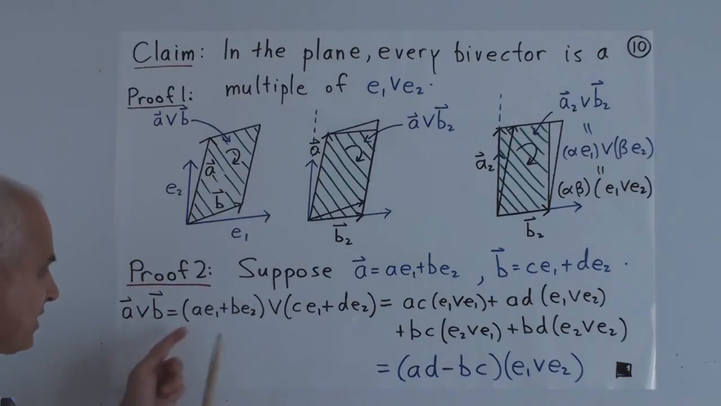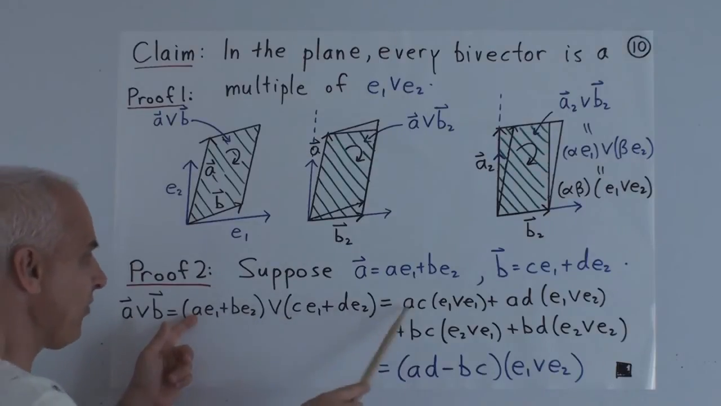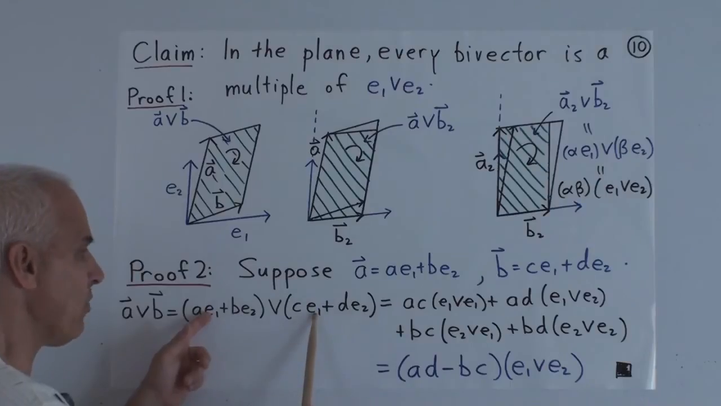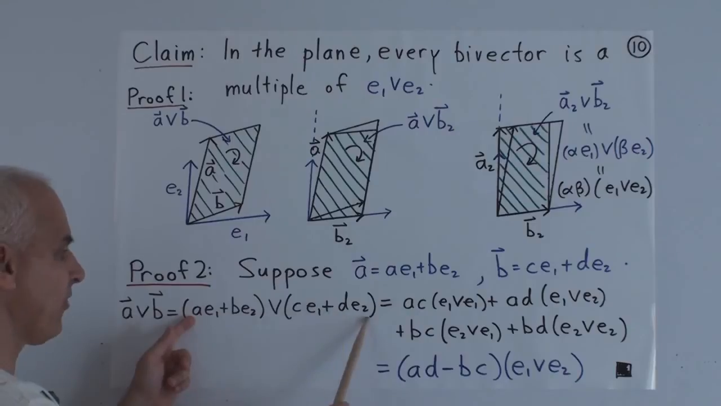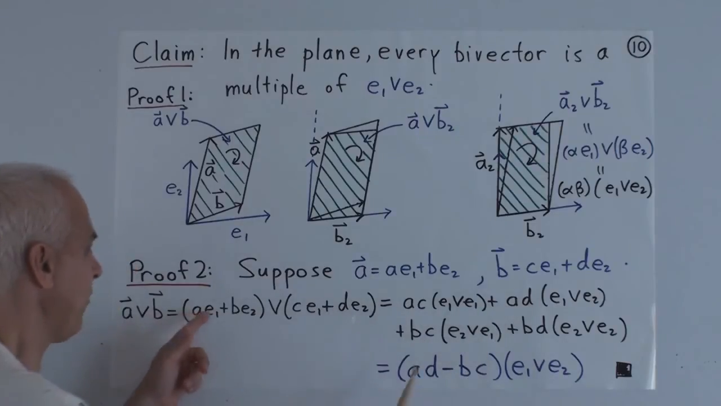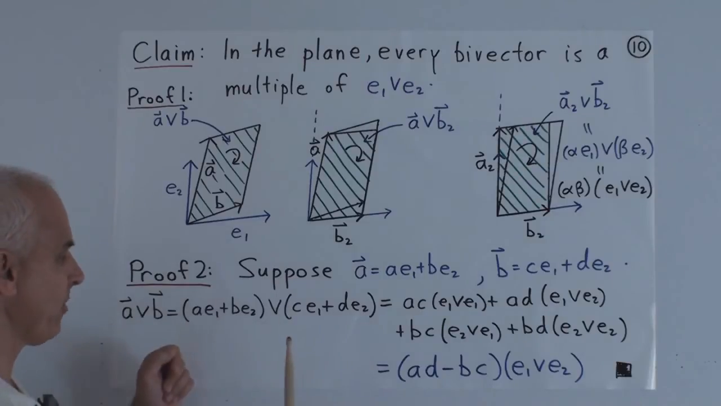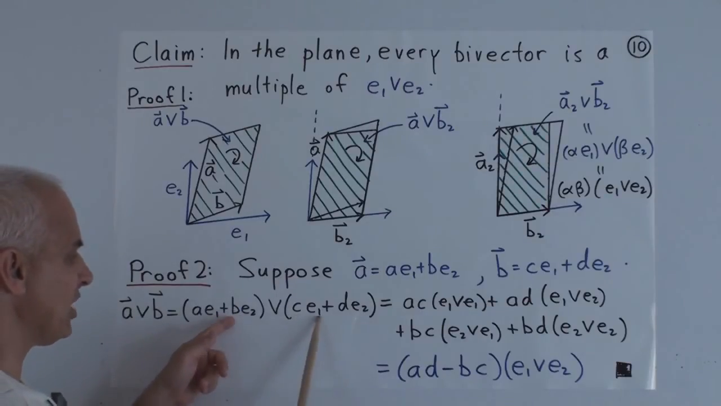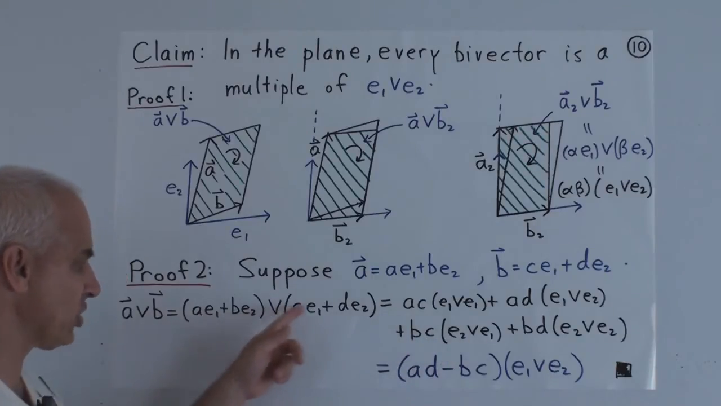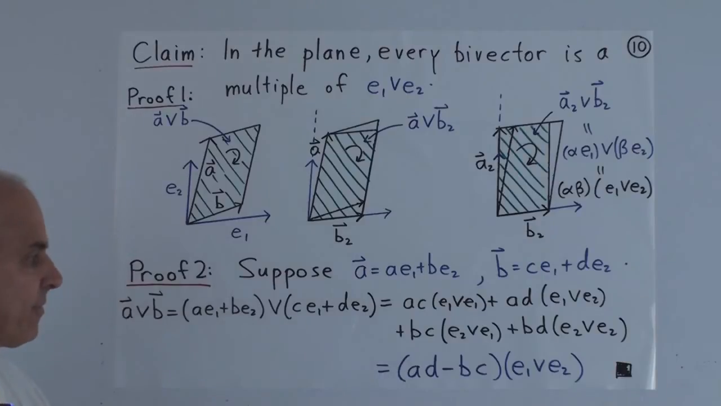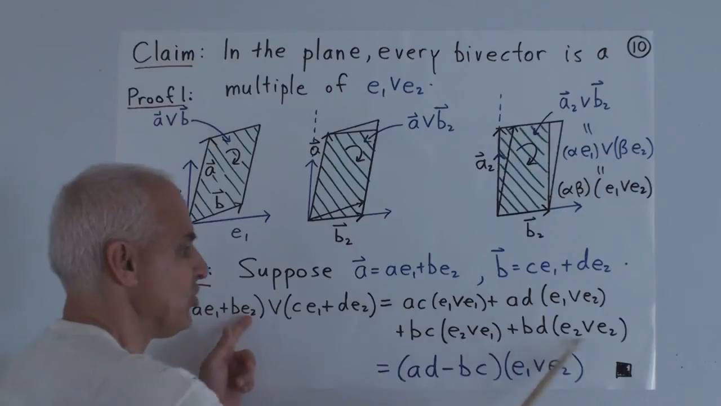Well, the distributive law says the first term is this times this. Well, we could write that as AC times E1 wedge E1. The next term is this times this. So that's AD times E1 wedge E2. Next term, BE2 wedge CE1. That's BC times E2 wedge E1. We're not allowed to change the orders of these wedges. And finally, BD times E2 wedge E2.